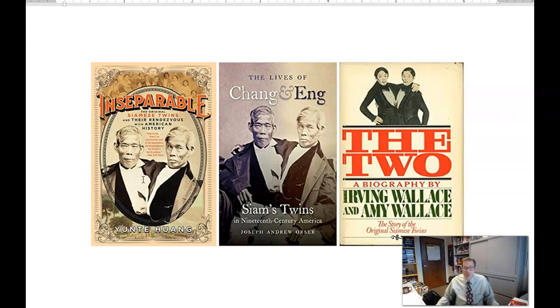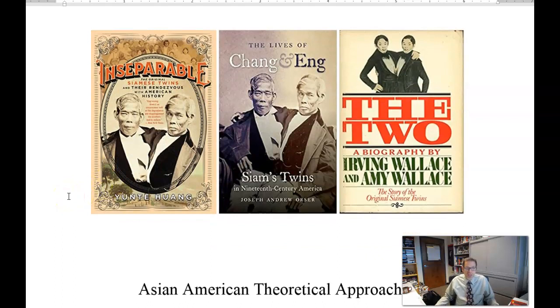If you're curious to know much more about that story, there's some good books I'd recommend to you guys in front of you. You can see The Indispensable by Yunte Huang, which is fairly recent. And you see The Lives of Chang and Eng, Siamese Twins, by Joseph Andrew Orser in the book on the right as well. If you're curious about what that would have been like, how these two Thai gentlemen, but again, their ancestors Chinese and Malaysian, made their way in the United States.